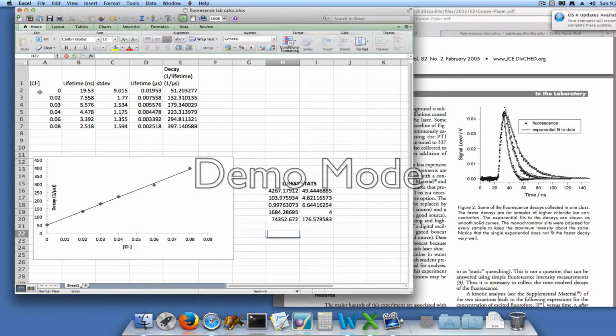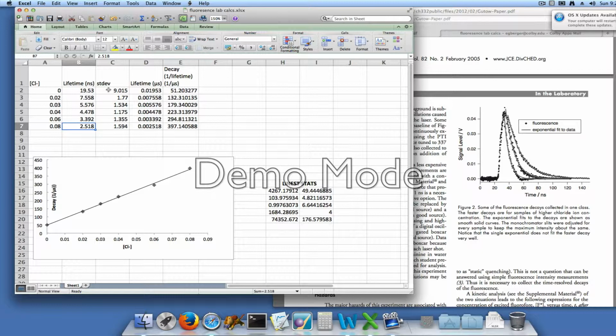And so we made up 6 different solutions with 0, 0.02, 0.03, 0.04, 0.06, and 0.08 molar chloride ion concentrations, and we observed the lifetime in nanoseconds of the fluorescence. As you can see, fluorescence lifetime decreased with increasing chloride concentration. So what does that tell us? That tells us that we have dynamic quenching as opposed to static quenching.